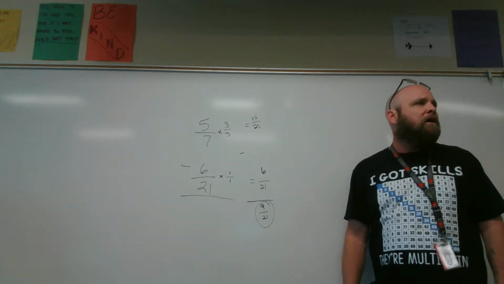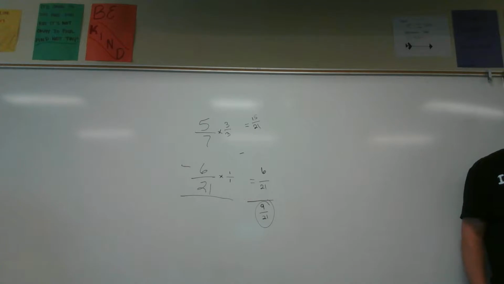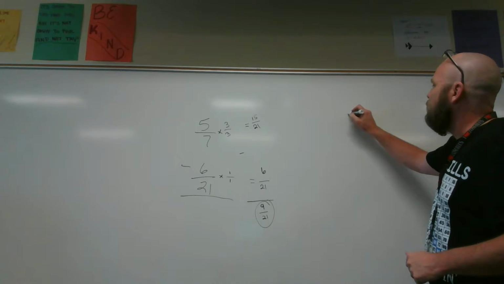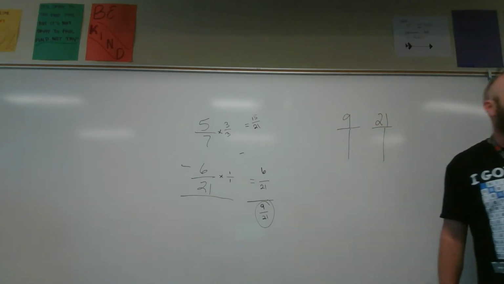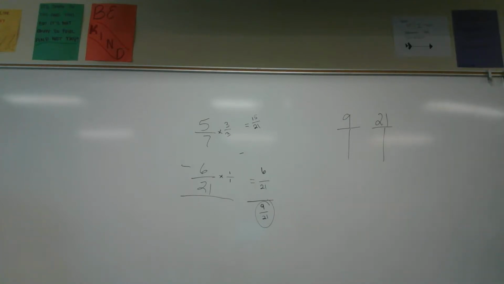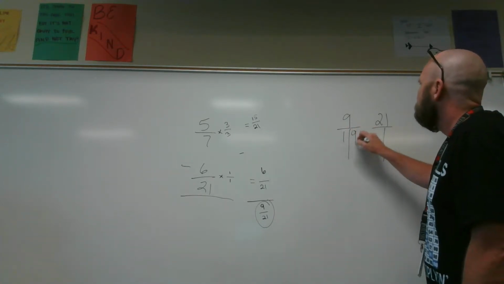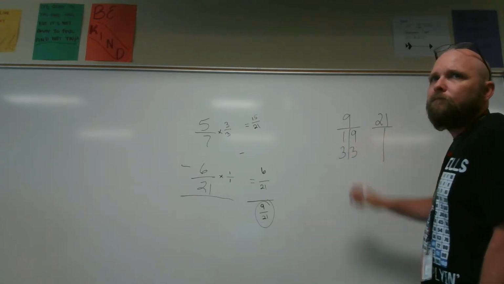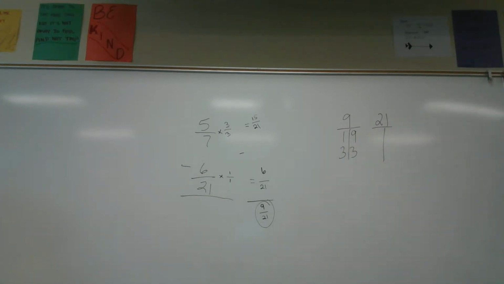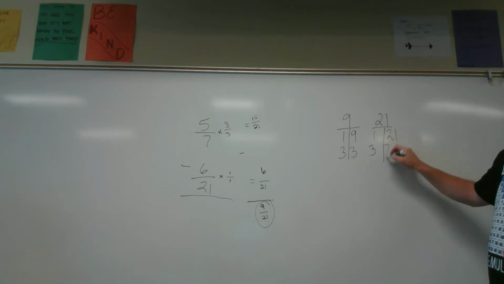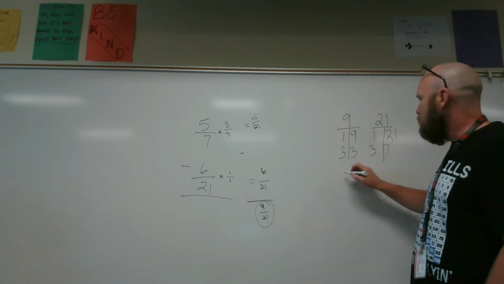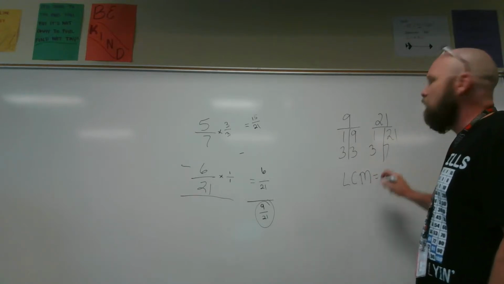9. Oh, Ashley, you have a question about this problem? Oh, Ashley wants to see if we can simplify 9 over 21. Well, Janelle, what are my factors of 9? 1 and 9, 3 and 3. Janelle, what are my factors of 21? 1 and 21, 7 and 3. Awesome.